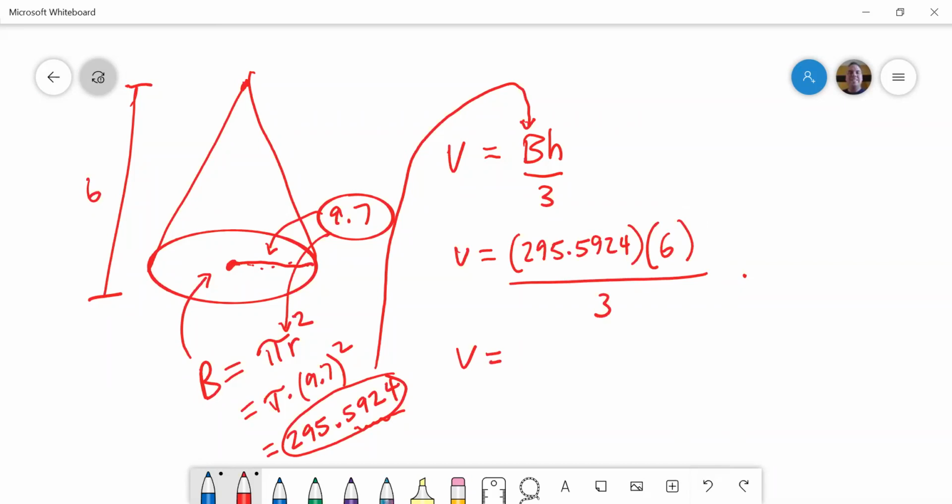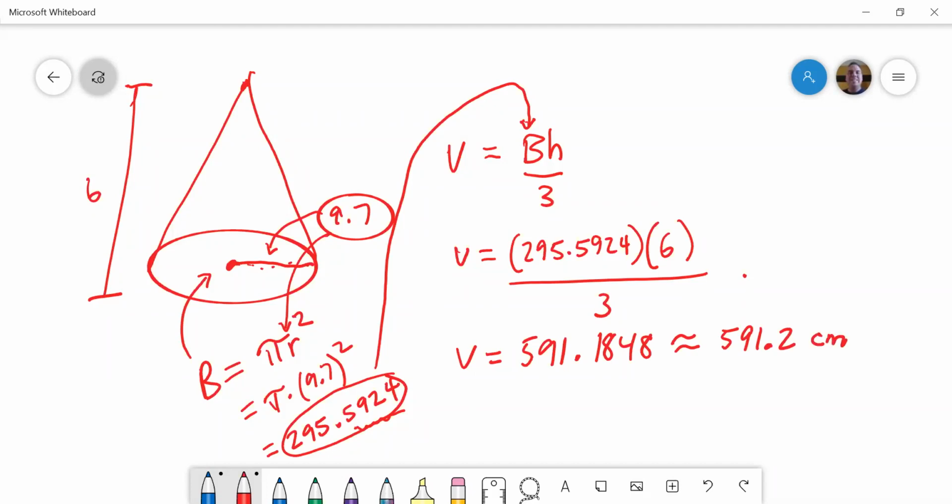Okay, so volume equals, let's let the calculator do the work. 295.5924 times 6. Let's divide that by 3. And we should be getting 591.1848, but since this is our final answer, we'll just go to the tenths place. So 591 point, looks like 2.